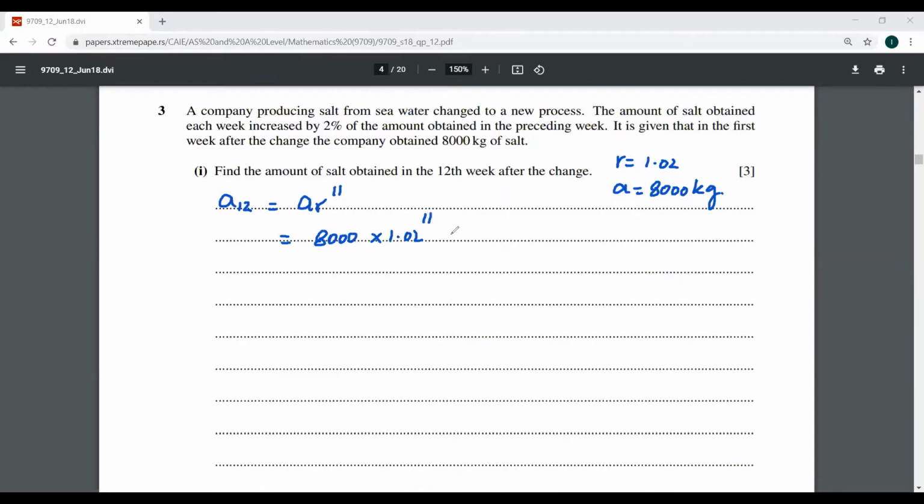Can someone please use the calculator and tell me how much is this? 9,947 kg. And you should mention this as 9,950 kg, correct to 3 significant figures. Okay? Because one mark can be deducted. Okay, we move on to the second part.